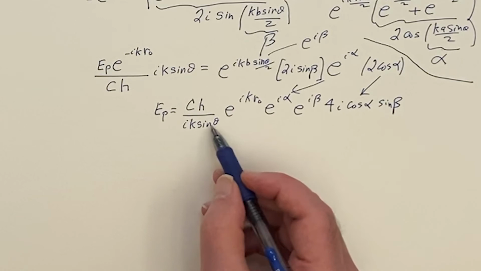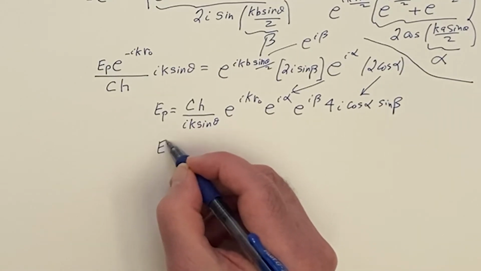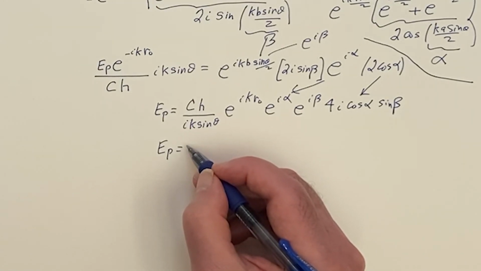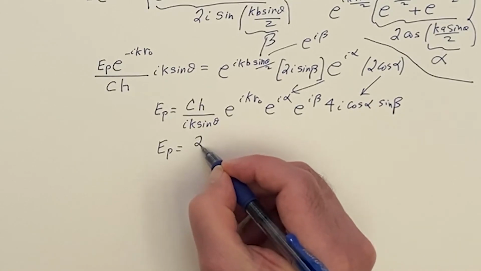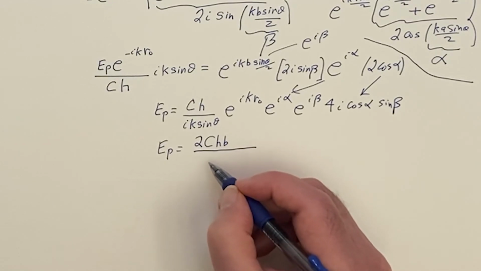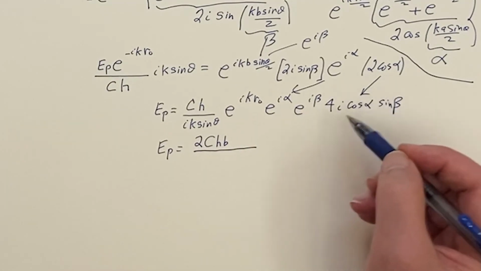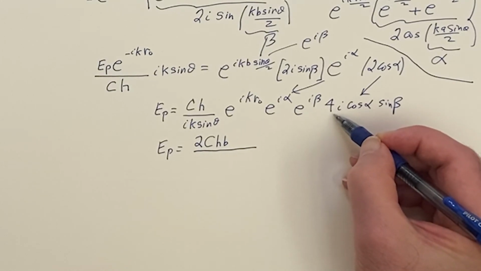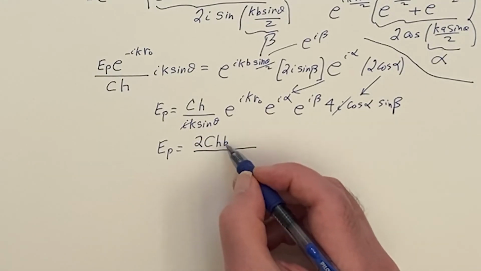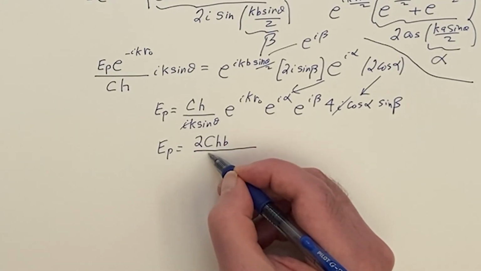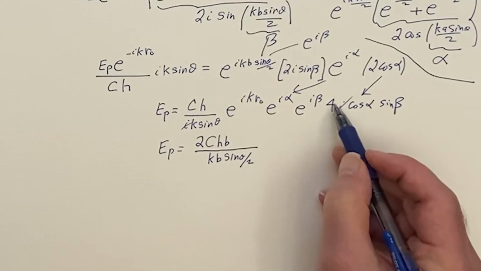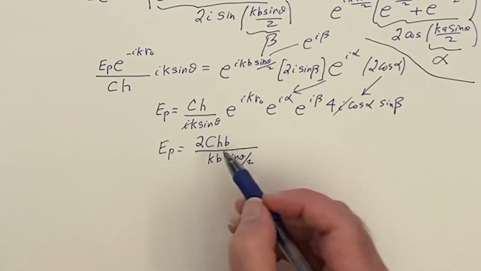Now we see that we got another beta coming here. We'll do the trick we did before. EP, we'll go ahead and watch this trick. We'll put a 2 upstairs, a chb, and then here, let's go ahead and cancel that i while we're at it. That i goes off. So we have 2 chb, so I have kb sine of theta over 2. So that's how I get my 4. 1 over 2 flips to get 2 times 2.